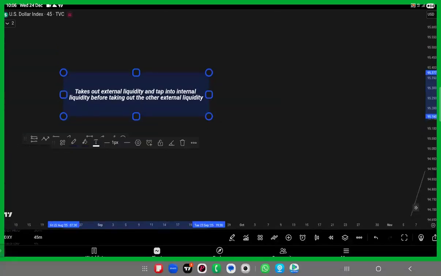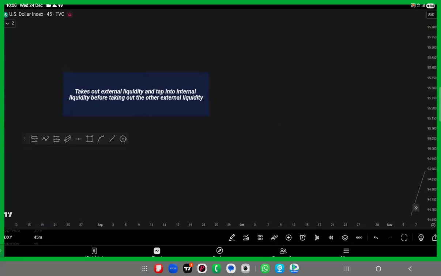So the market takes out external liquidity and taps into internal liquidity before taking out the other external liquidity, just like what I explained earlier. This is what I mean.